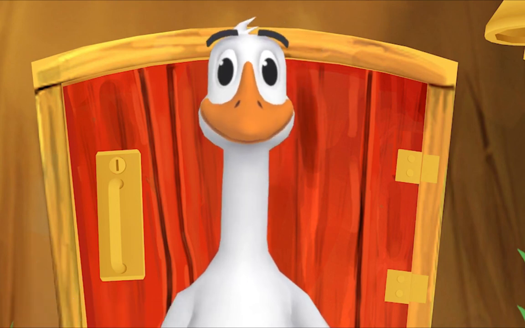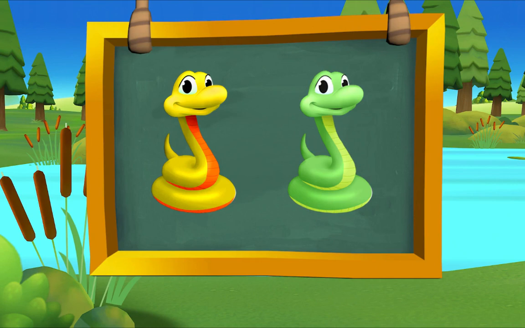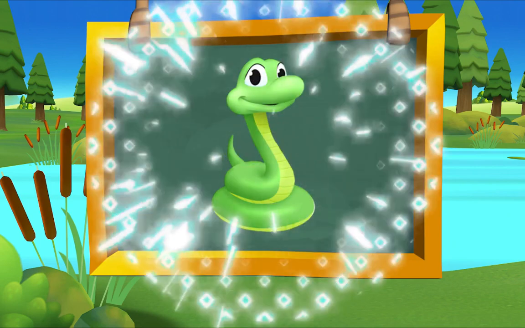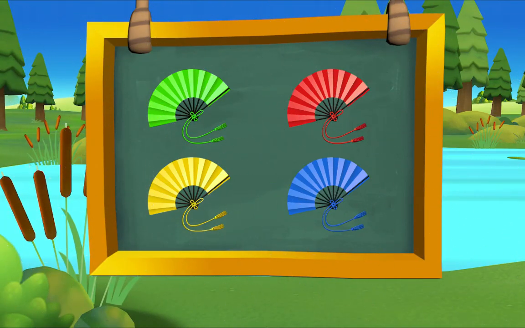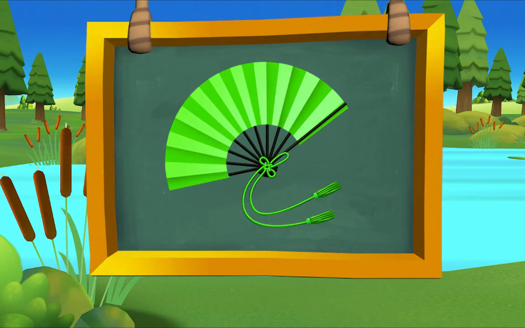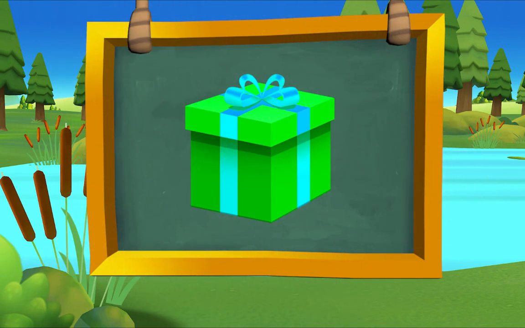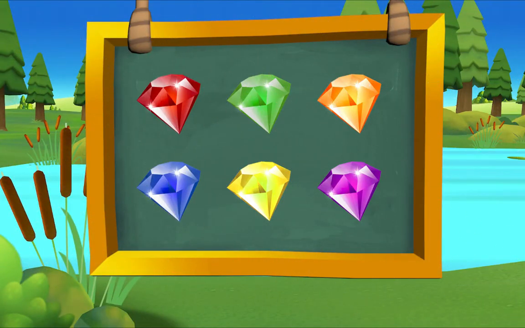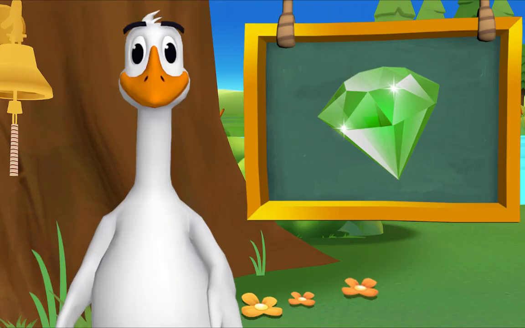Here's something we already did. Let's do it again. Which snake is green? There it is. Green snake. Which fan is green? There it is! Green fan. Which gift is green? There it is! Green gift. Which jewel is green? There it is! Green jewel. That's exactly right.